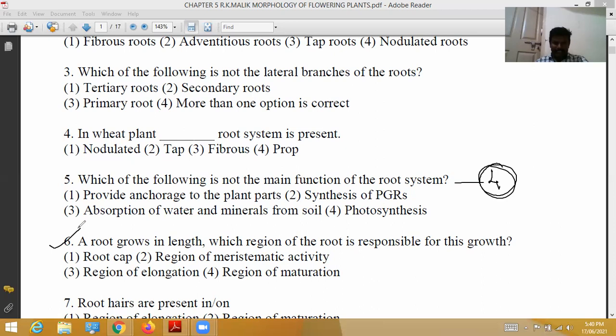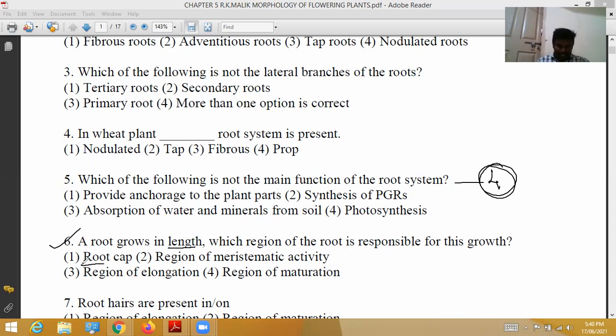Next, let us see the sixth question. A root grows in length. Which region of the root is responsible for this growth? See here, there are four options given. What are those four options?